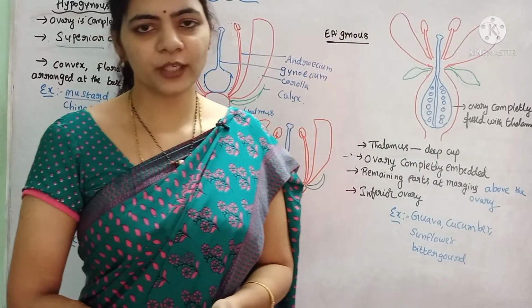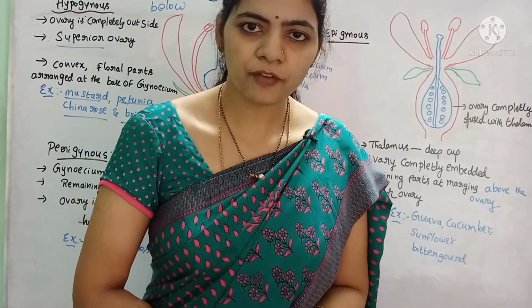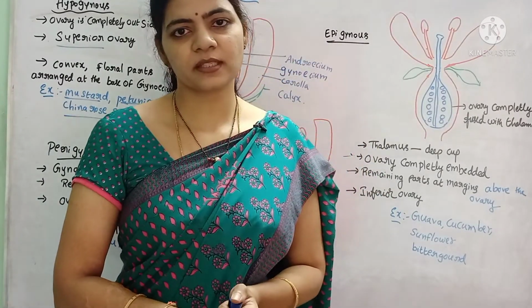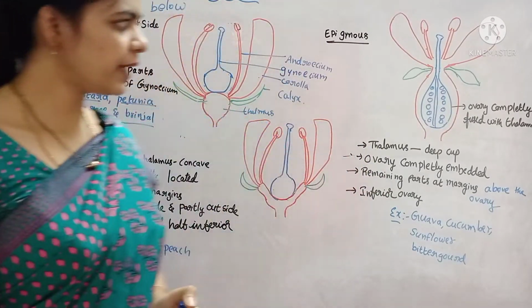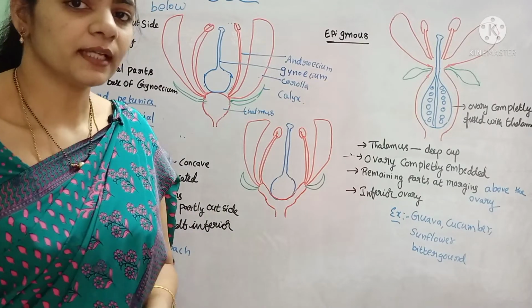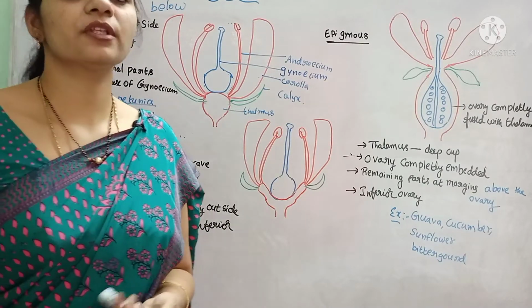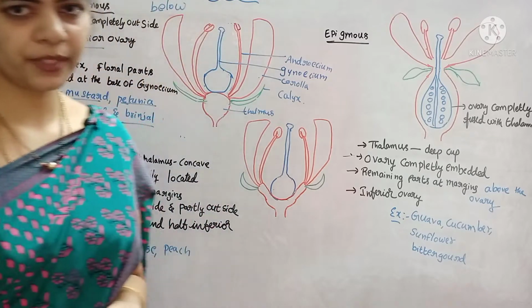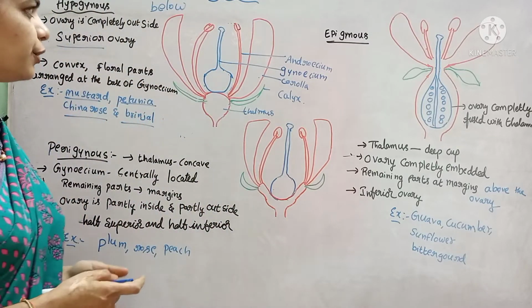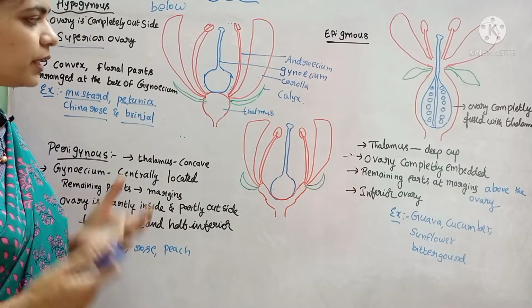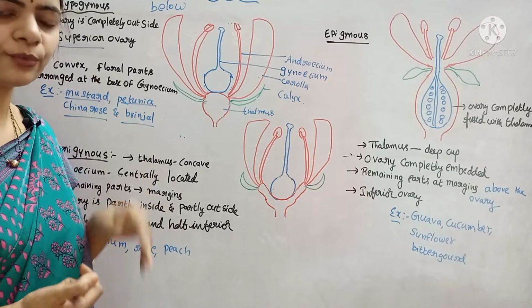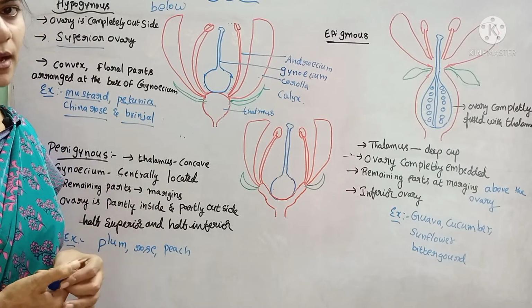In this video we are going to study the position of floral parts on the thalamus. In our previous video, we studied the introduction to the flower, terminology and symmetry, right? And in this video we are going to study the different types of thalamus on which the different floral parts are arranged.